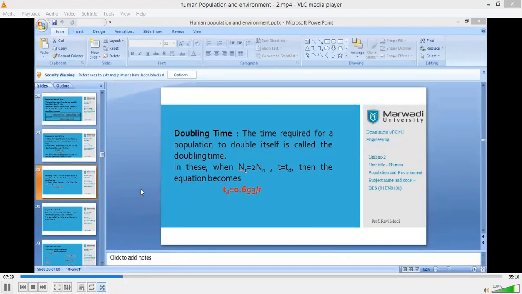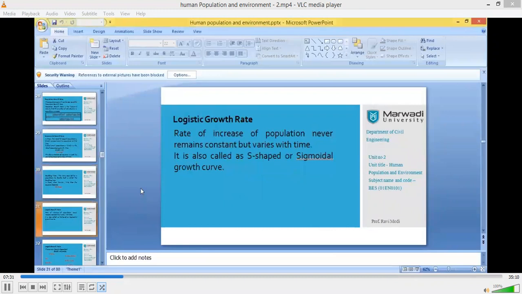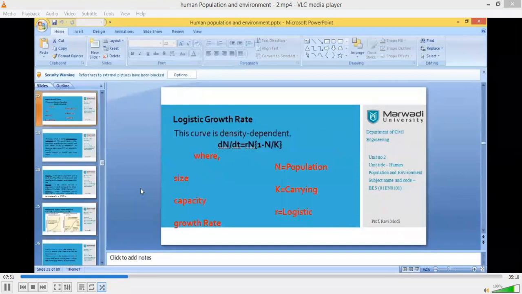Okay, next, logistic growth rate. The rate of increase of population never remains constant, but it will vary with time. I will show you this particular example with the help of the graphical curve. It is also known as S-shaped, or a sigmoidal growth curve. So remember these points.